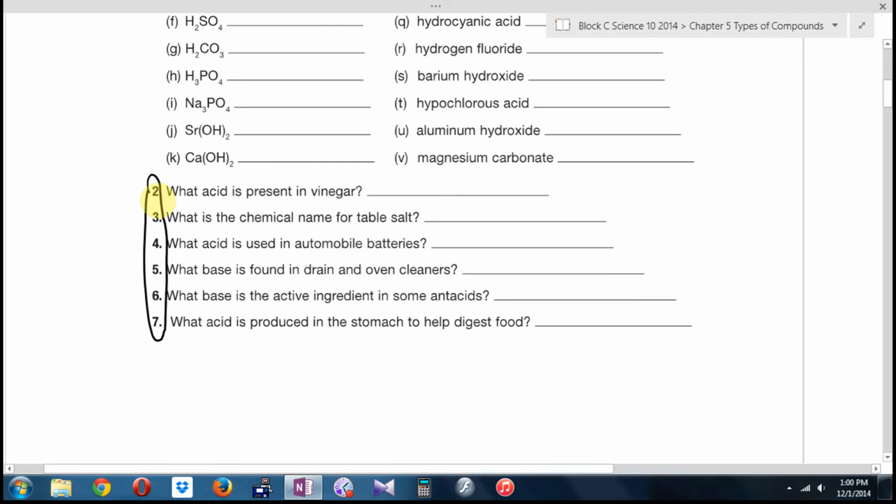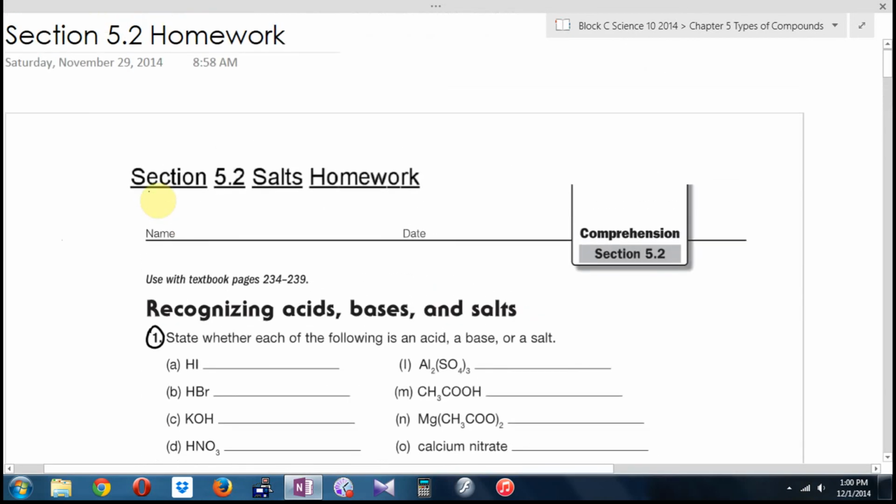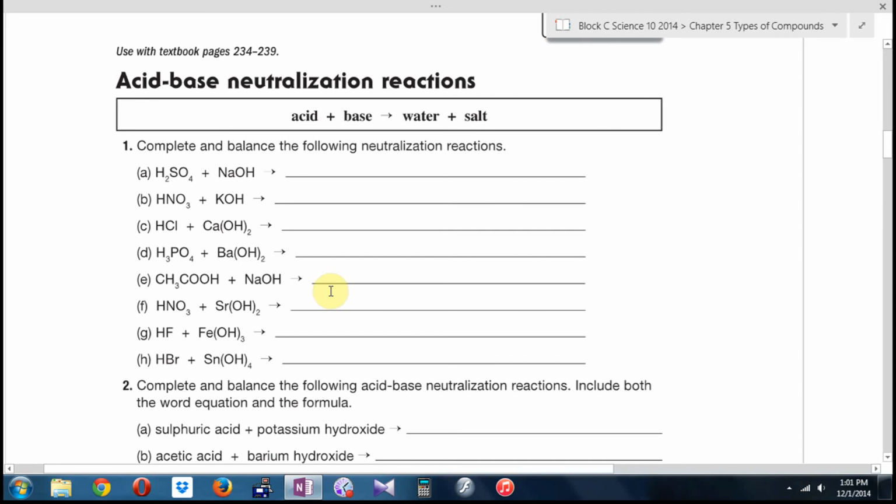So what acid is present in vinegar? What's the chemical name for table salt? What acid is used in automobile batteries? If you look, this is all from pages 234 to 239. I haven't gone into all the detail. Turn the page. In theory, you should be able to do number 1. I'm going to spend some more time on this on Wednesday, but we've done some acid-base neutralization reactions, except I can't do them in one line. Maybe you can. If you need to do the work for balancing on a separate piece of paper, go ahead.